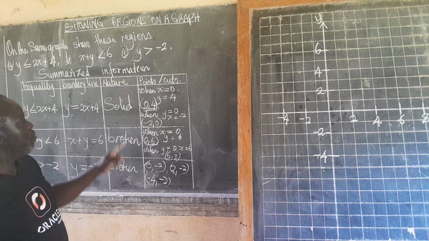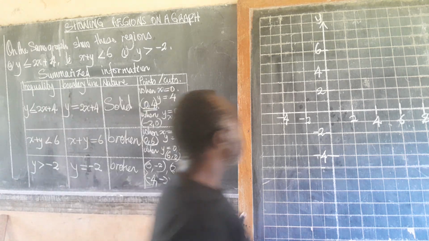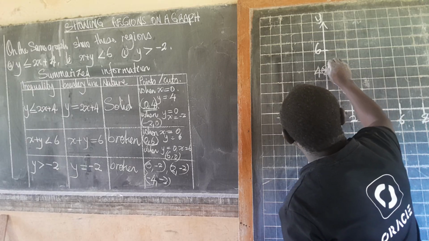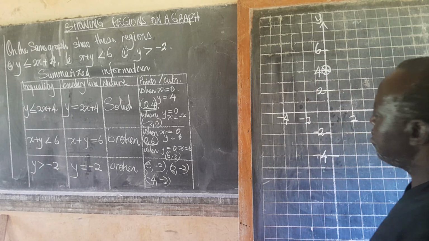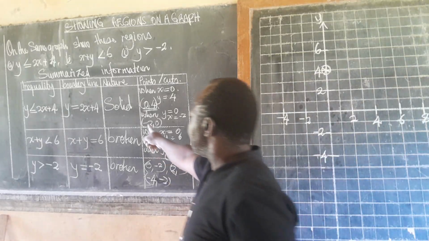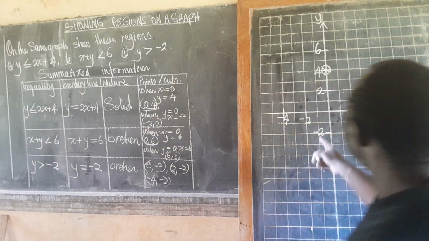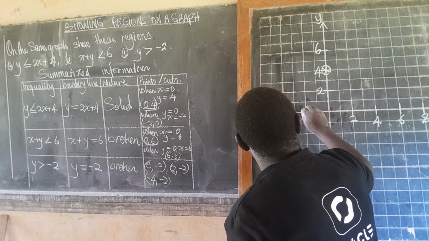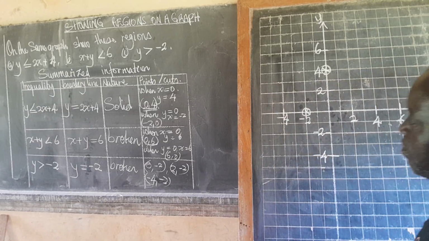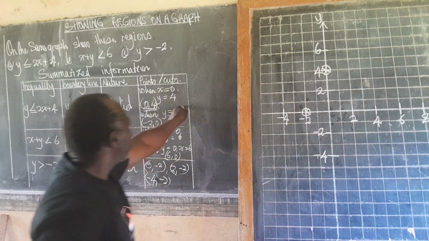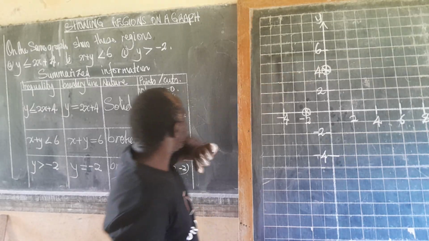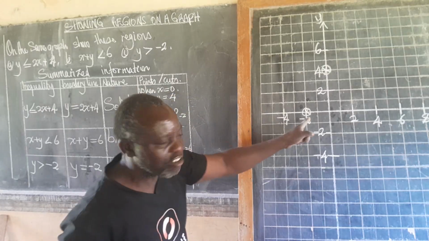Now let's go. We have 0, 4. Wow, that is our 0, 4, the first cut. Then the second cut is negative 2, 0. Negative 2, 0 is here. We began from here, now we are moving this side. We have 0, 4 here, and then negative 2, 0 here.